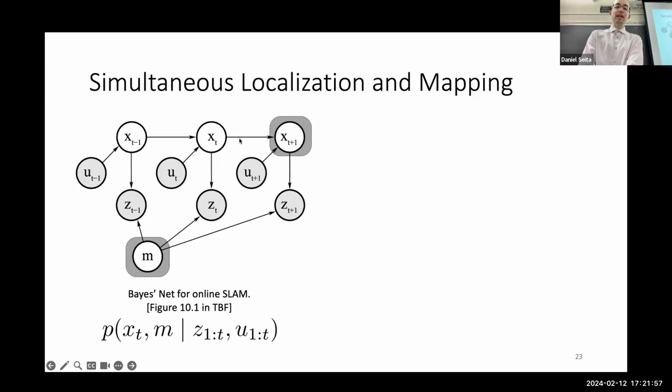The diagram is a bit misleading. If you shade in x_t, it becomes the probability of x_t and M given the other information here. Of course, if it's x_{t+1}, it's the same thing, except you change the t to t+1. So this is online SLAM. We're trying to find the updated information about both the map and the next pose.